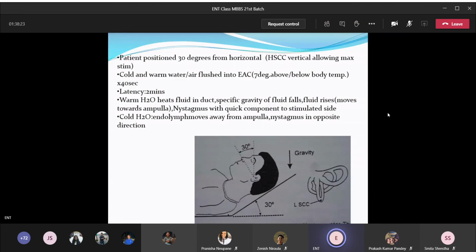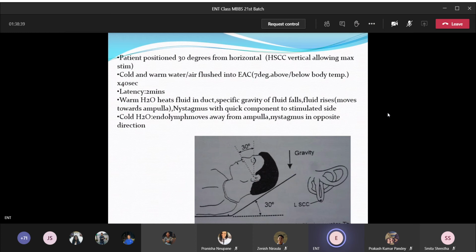What happens is the patient is positioned 30 degrees from the horizontal with the horizontal semicircular canal made vertical, allowing maximum stimulation. Okay, and then cold and warm water or air is flushed into the external auditory canal.